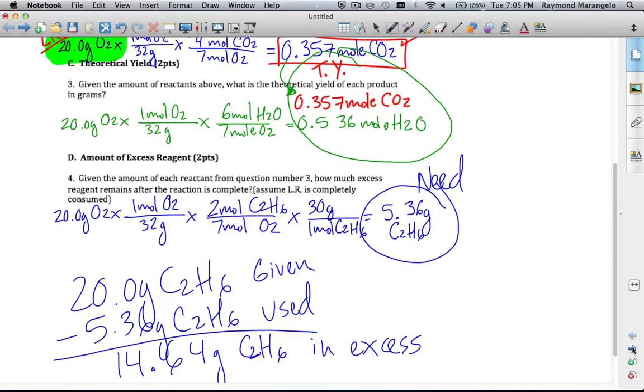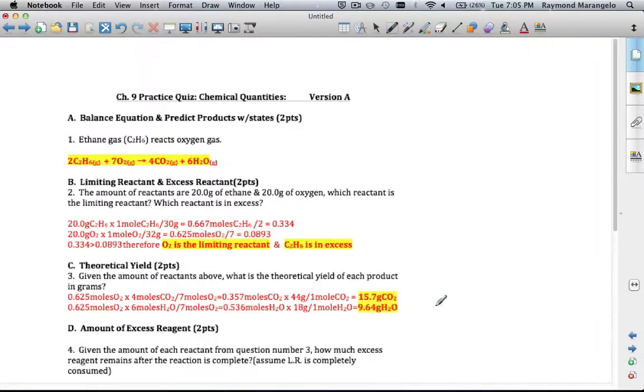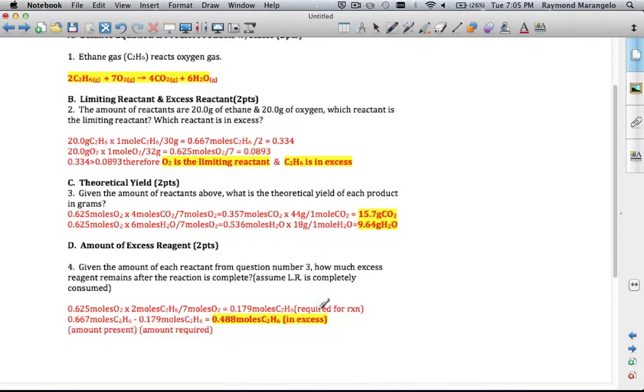And if you look back at the answer on this page, did I have that? Yeah, I just didn't put it into moles, into grams. But that's how much I should have left over. All right, so it's a little bit different on this page. Let me pause it for 1 sec.